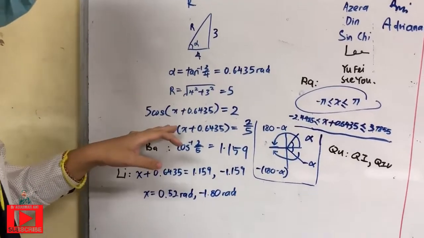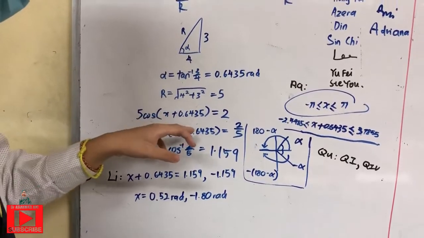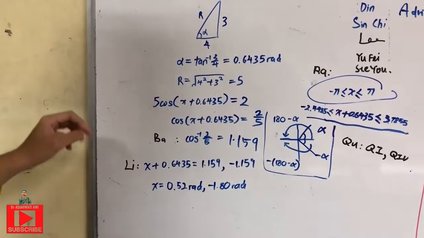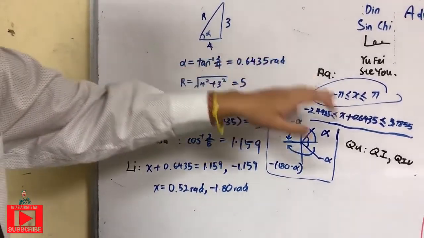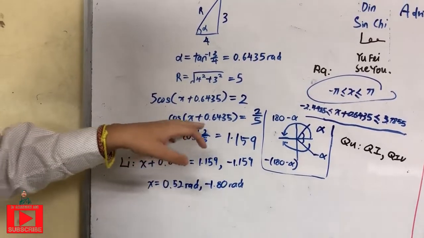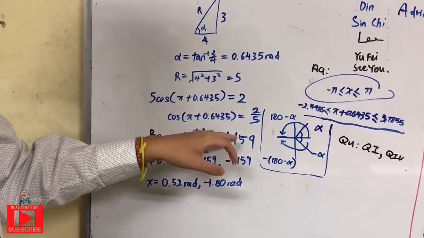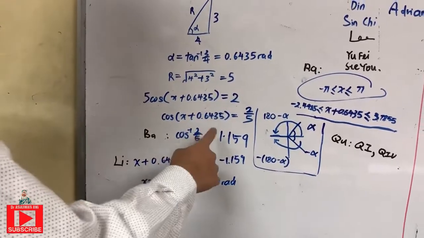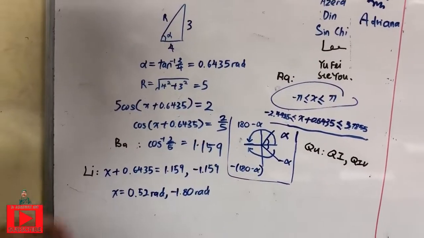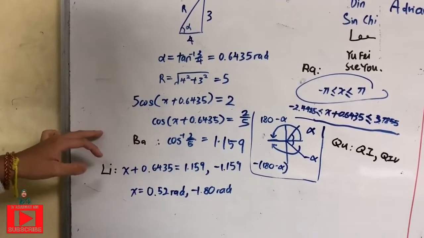So cos x plus 0.6435 will be 2 over 5. So we use the Bragg-Rackhouly method. So the basic angle will be shift cos 2 over 5, we will get 1.159. Because the question, the range is in radian form. So this one also should be in radian.